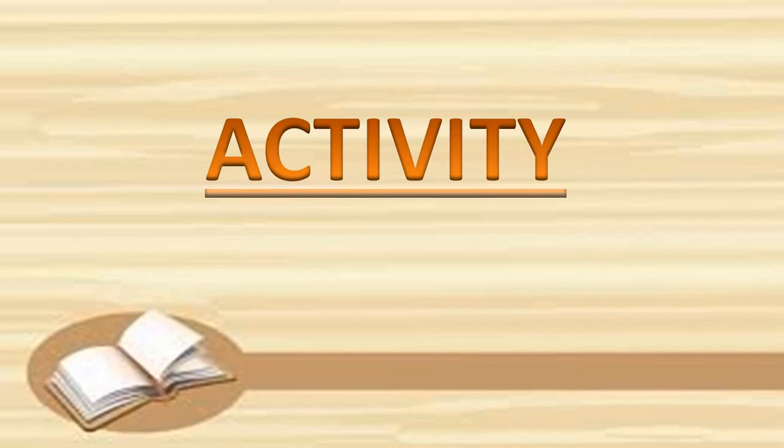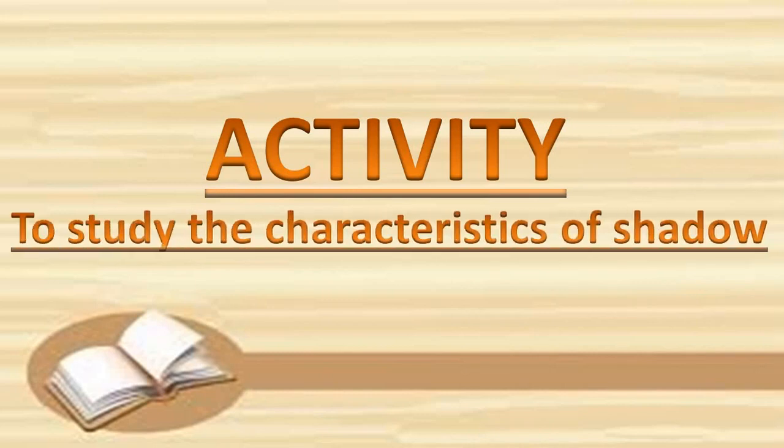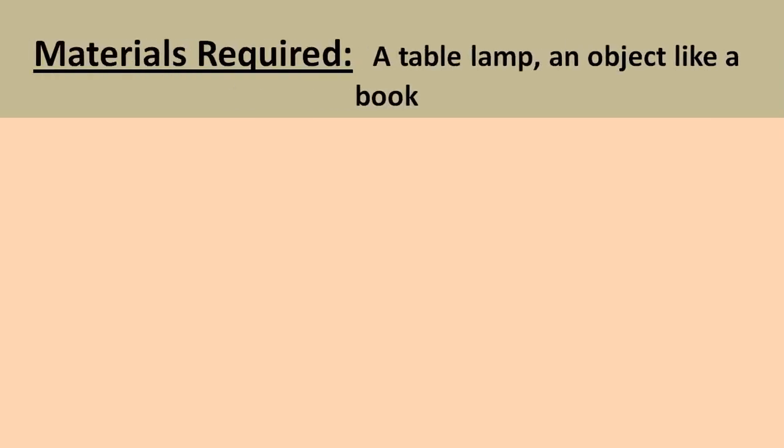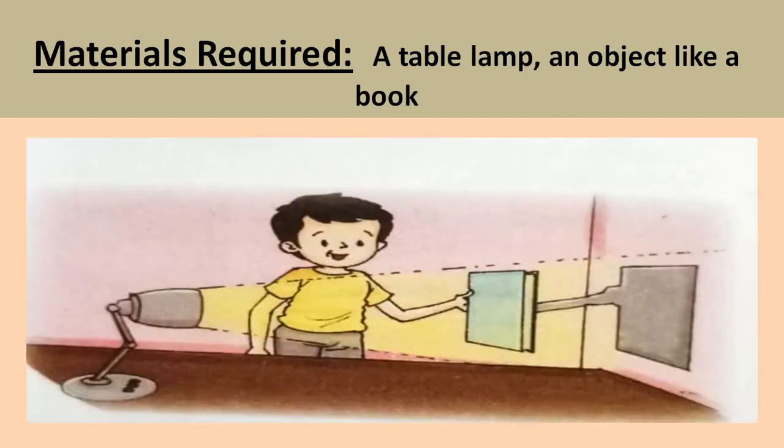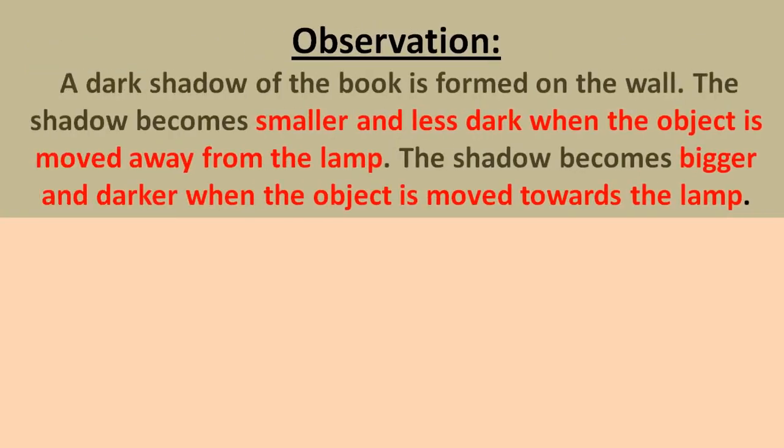Let's do an activity and just see the characteristics of the shadow. For doing this activity, you need a table lamp or even a torch, which is a source of light, and any opaque object. Place the table lamp on a table near a wall as it is shown in the picture. Now place the book between the lamp and the wall and observe the shadow formed on the wall. Move the book away from the lamp and then towards the lamp, and observe, is there any change in the formation of the shadow? So you will observe that a dark shadow is formed on the wall.